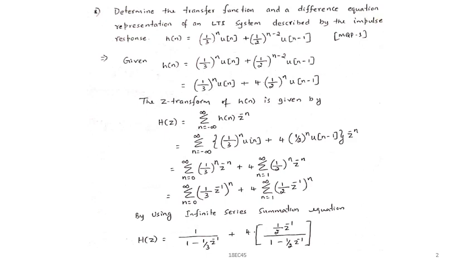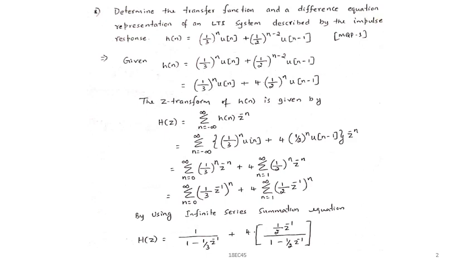Now I'll write this separately. Because of this u of n, I'll write this as summation from n equal to 0 to infinity of (1/3)^n z to the power minus n plus 4 into summation from 1 to infinity of (1/2)^n z to the power minus n. Now this can be written as summation n equal to 0 to infinity of ((1/3) z inverse) to the power n plus 4 into summation n equal to 1 to infinity of ((1/2) z inverse) to the power n.